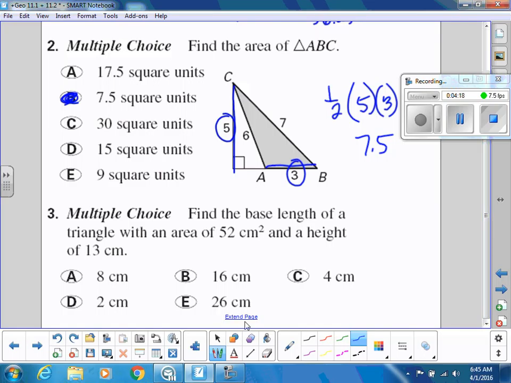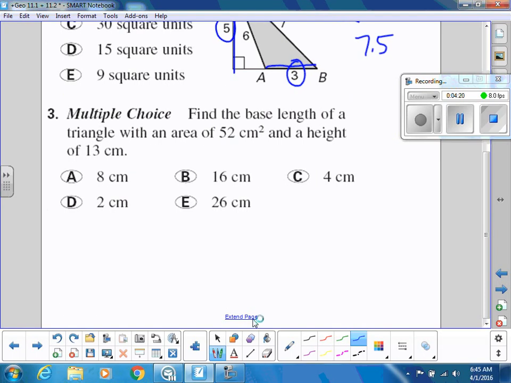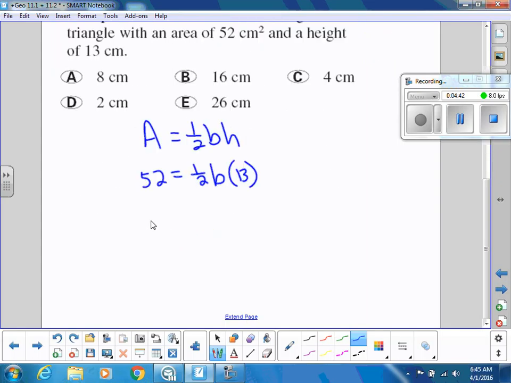All right, and then we find the base length of a triangle with an area and a height given. So here we're using our formula to work backwards. So we know that the area is 52, we don't know the base, that's what we're trying to find, and that the height is 13. Okay, so I would recommend multiplying by 2, so that would be 104, and then divide by 13.